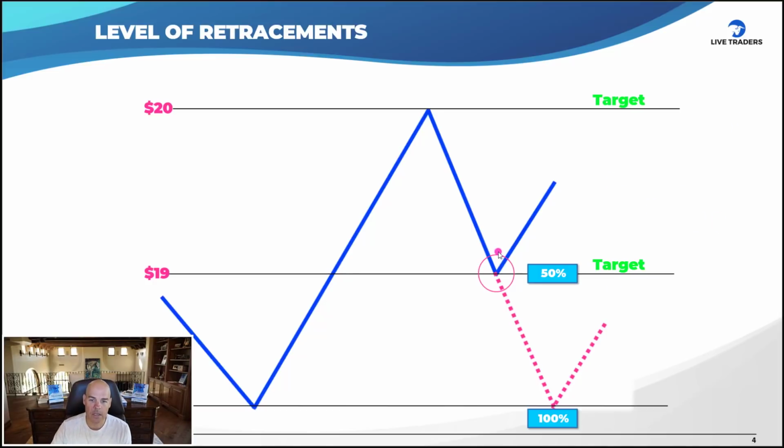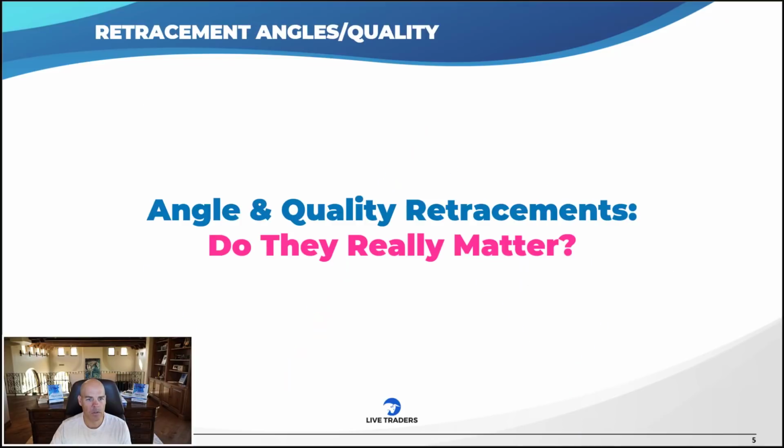So, in summary, because I've spent quite a long time on this slide, 25% is too shallow, it hasn't rested enough, and the risk to reward isn't that good. 50% is ideal, it shows just enough resting period, just enough commitment from the buyer stepping up at the right area, and the risk to reward is usually pretty solid. 100% shows a lack of interest, a lack of commitment from the buyers, and we're not expecting a 100% move all the way back to 20 in this case, maybe a move back to 19. Okay, so let's move along.